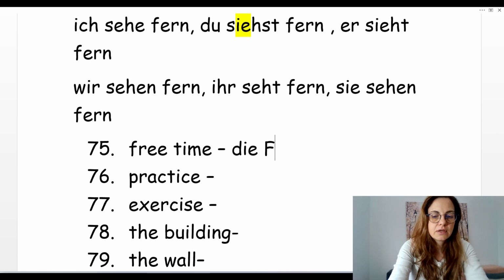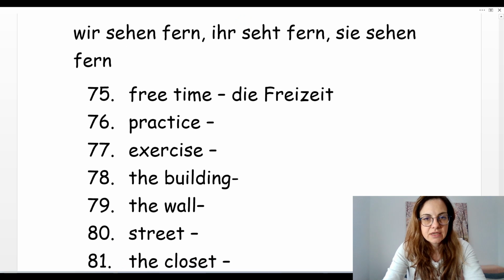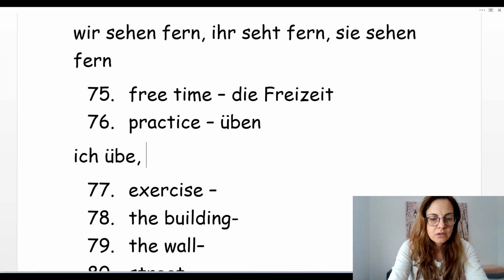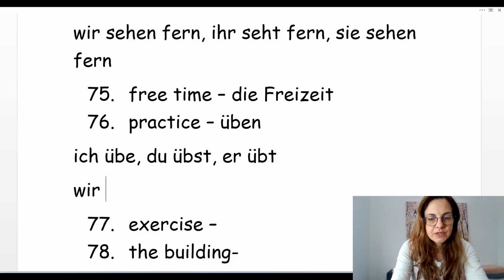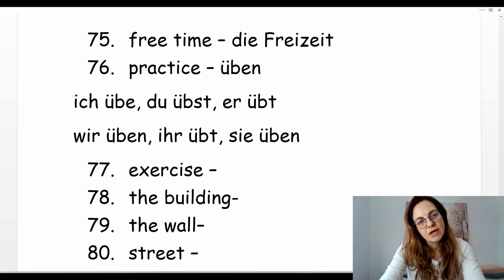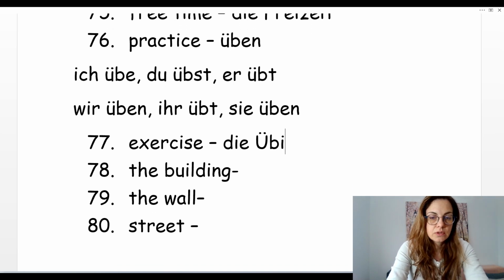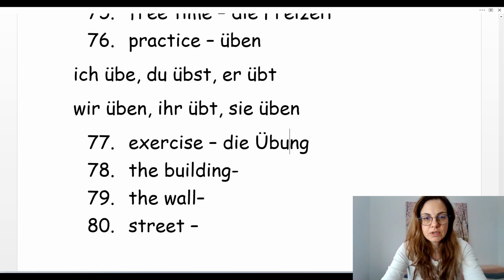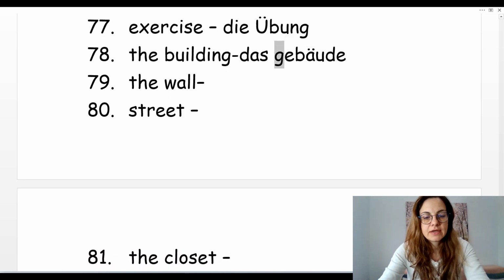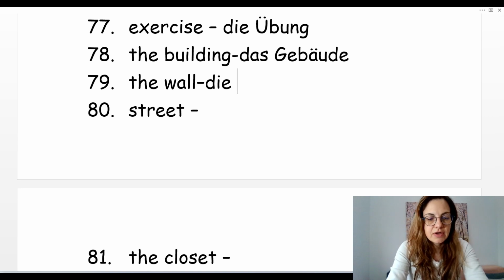Free time is die Freizeit. Practice is üben. Ich übe, du übst, er übt, wir üben, ihr übt, sie üben. It's a regular verb. An exercise is die Übung. The building is das Gebäude. The wall is die Wand.